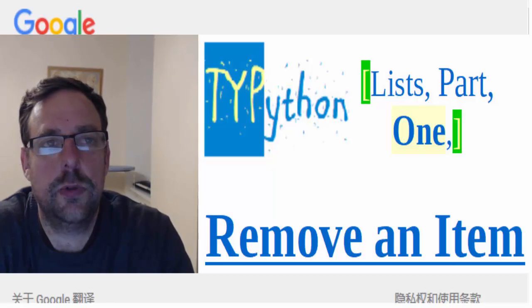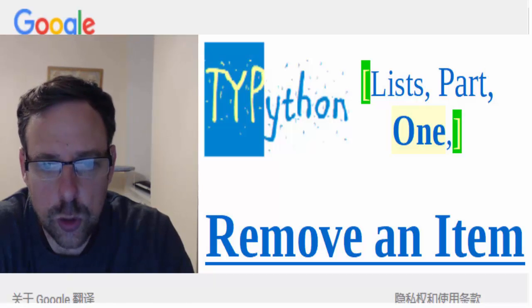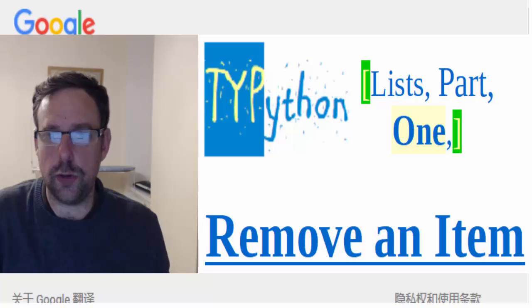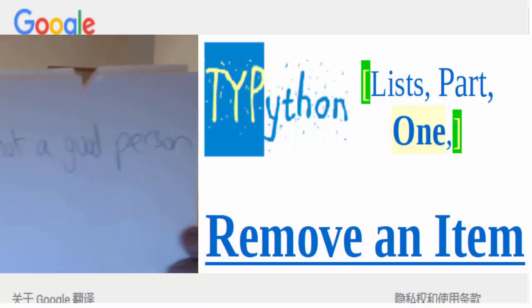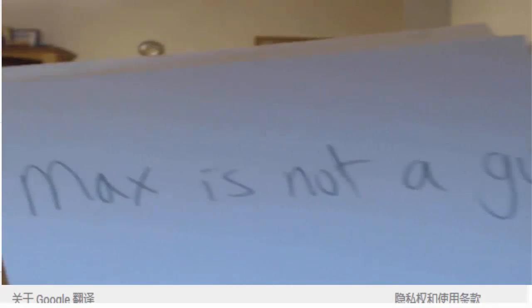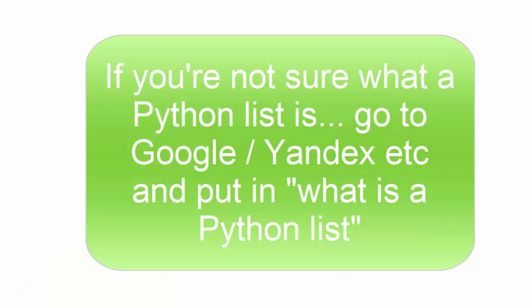In this Python video, we're going to look at how to remove a word from a list. So, for example, I've got a list here that says Max is not a good person. Okay, so on this list we have Max is not a good person. I don't like it. It's negative, and I want to get rid of not. So let's remove not. So an item on this list, bang, bang, it's gone. So now we've got Max is a good person. Wonderful stuff. So sometimes in Python we have a list and we want to get rid of something on that list.